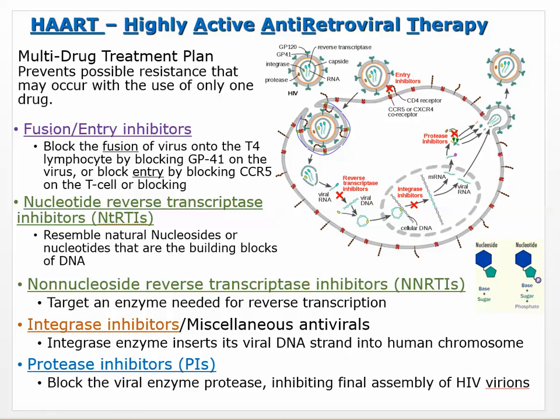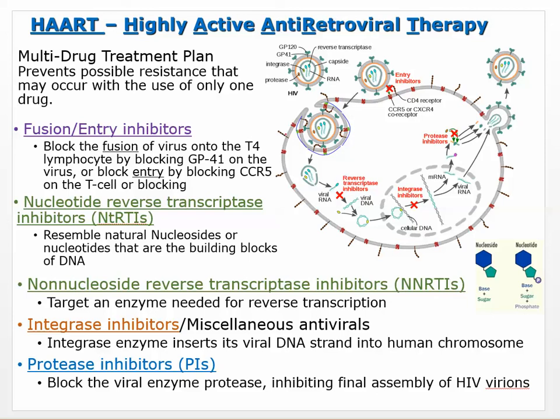So the first category that we're going to go through are fusion and entry inhibitors. They block the fusion of the virus onto the T4 lymphocyte by blocking this molecule called GP41. And I have this different picture up here because it labels GP41. Okay, it's a name there, and it sits right here. It's part of the virus. When we give a GP41 inhibitor, it blocks it, then it disables that virus. It makes that virus less able to fuse. Okay, so we call that a fusion inhibitor.